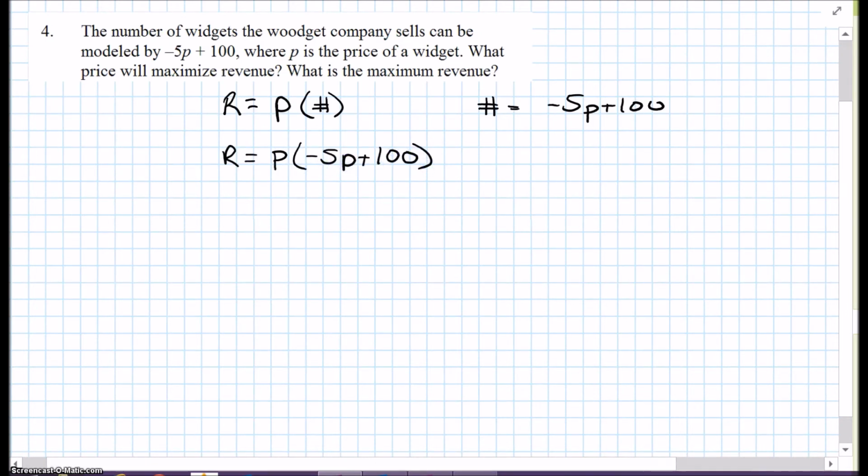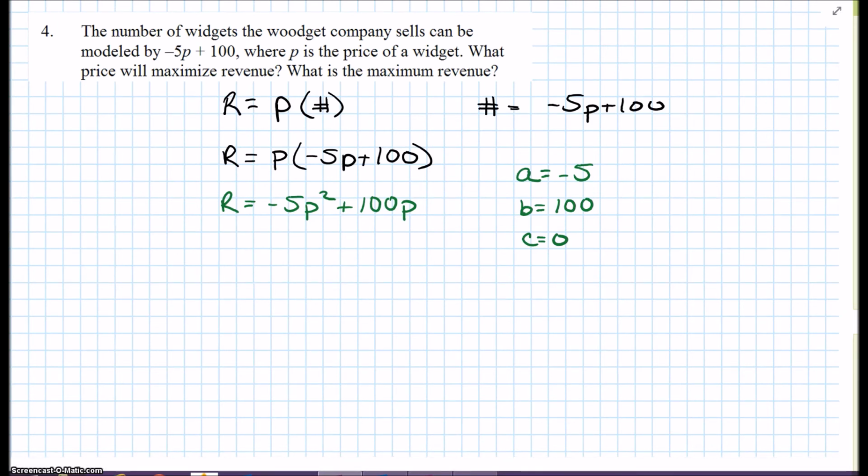So let's distribute the p. So we get revenue equals negative 5p squared plus 100p. So as you can tell, this is a quadratic. So let's find our coefficients. Our a coefficient is negative 5, our b coefficient is 100, and our c coefficient is 0. So we need to find the maximum price, or basically the x value, the p value, of the vertex.